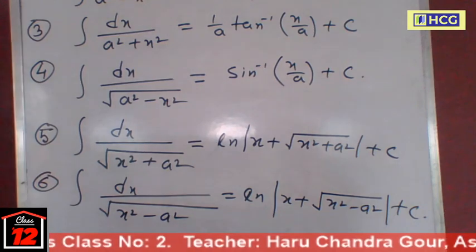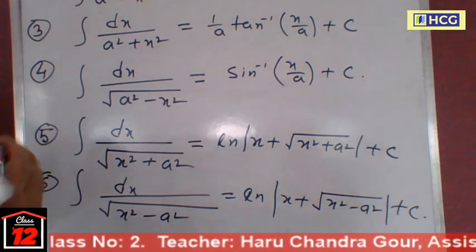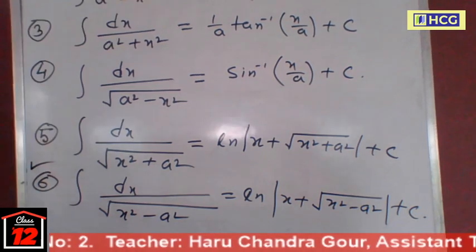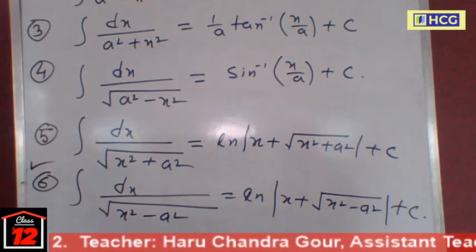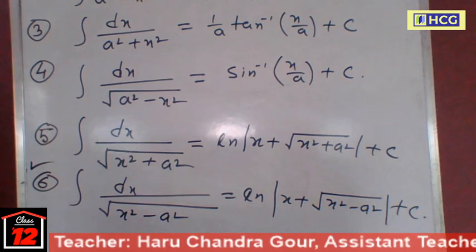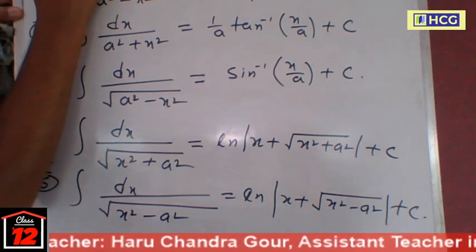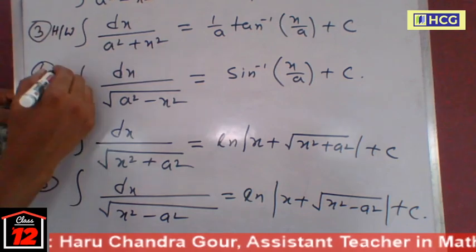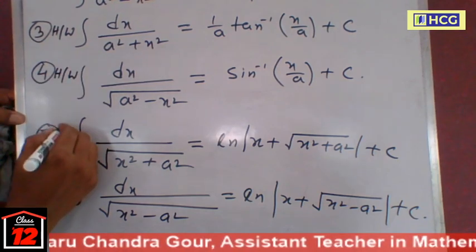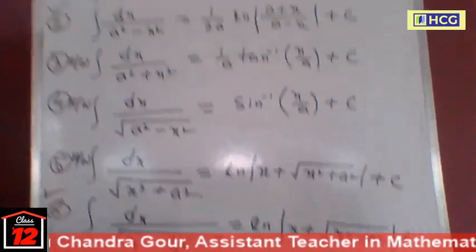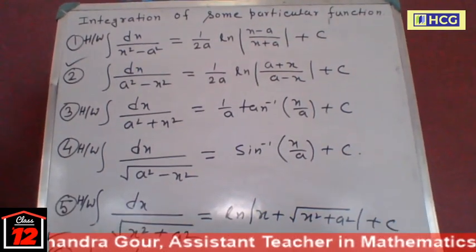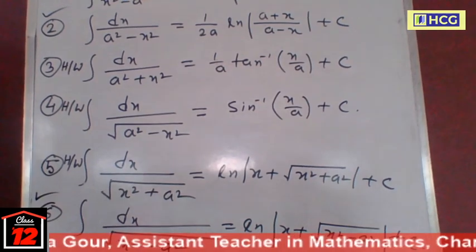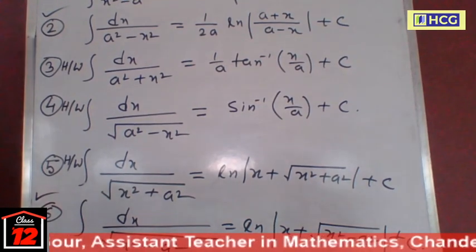So first we prove number 6 and number 2. Numbers 2 and 6 we do ahead, and 1, 3, 4, 5 are homework. Okay, first we prove number 2.